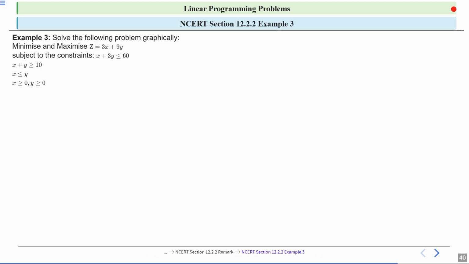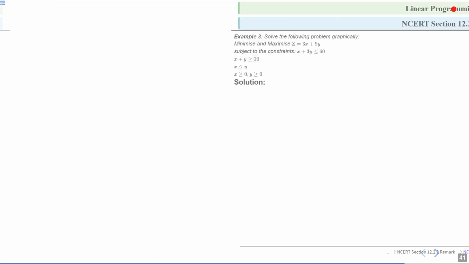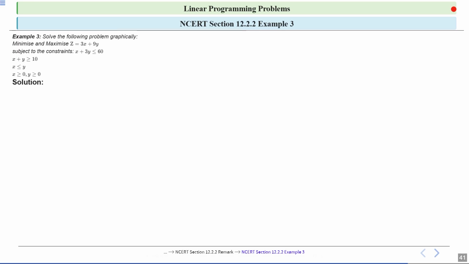So now let's look at this example. In this example, we have to solve the following problem graphically. Here we have to minimize and maximize z equals 3x plus 9y subject to the constraints x plus 3y is less than or equal to 60, x plus y is greater than or equal to 10, x is greater than or equal to y, and x is greater than or equal to 0, and y is greater than or equal to 0. So first of all, try it yourself and then see the solution. So let's start the solution step by step.